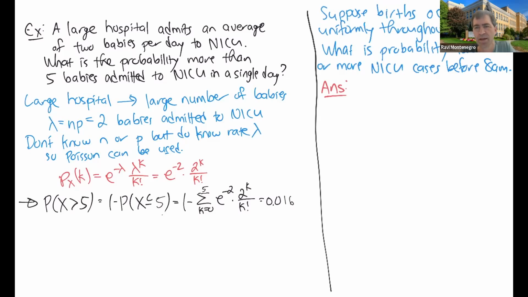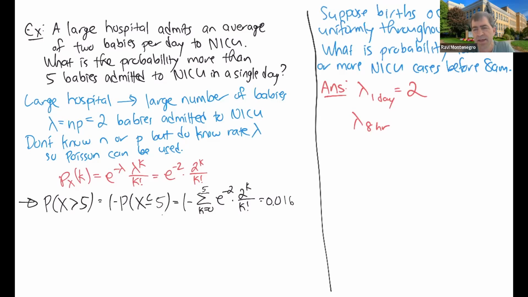Okay, so what's going on here? We only want to look at cases before 8 a.m. And we were not told the cases before 8 a.m. We were told 2 per day. So I'm going to rewrite that lambda as 1 day. And that's 2 cases. Before 8 a.m. is an 8-hour period.